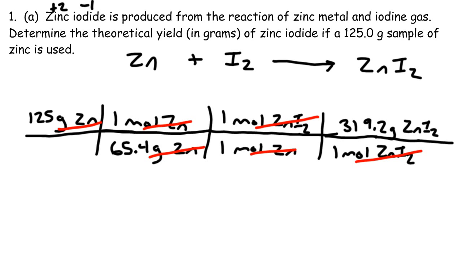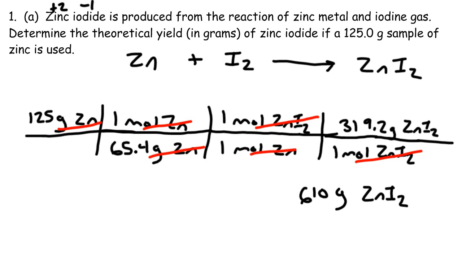So it would be 125 grams, or 125 times 1 times 1 times 319.2. And then we're going to divide that by 65.4. And then the ones are not really going to change our answer at all. And we get an answer of 610 for our theoretical yield. So 610 grams of zinc iodide. That is our first step in this problem.